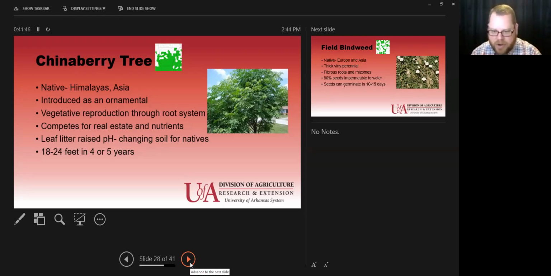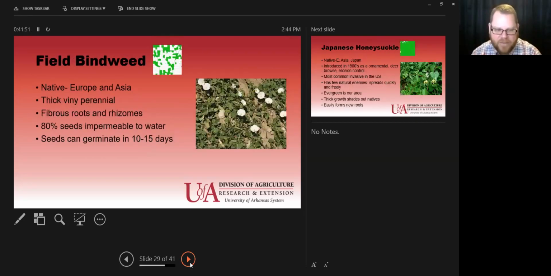Field bindweed is our next. It was native to Europe and Asia. I never found an exact on how field bindweed got here, but I would imagine it's much like thistles. It was contaminated seed that came here. So it produces a very thick undergrowth, and it has fibrous roots and rhizomes that pull up sucker plants.